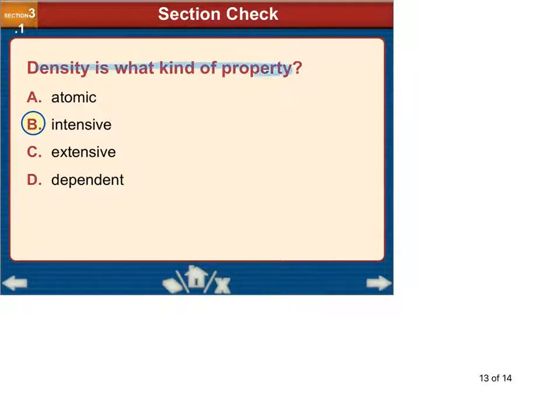Density is what kind of property? Earlier we said it was intensive, not atomic. Extensive makes sense. Dependent and atomic just make no sense for a kind of property, but intensive makes sense.